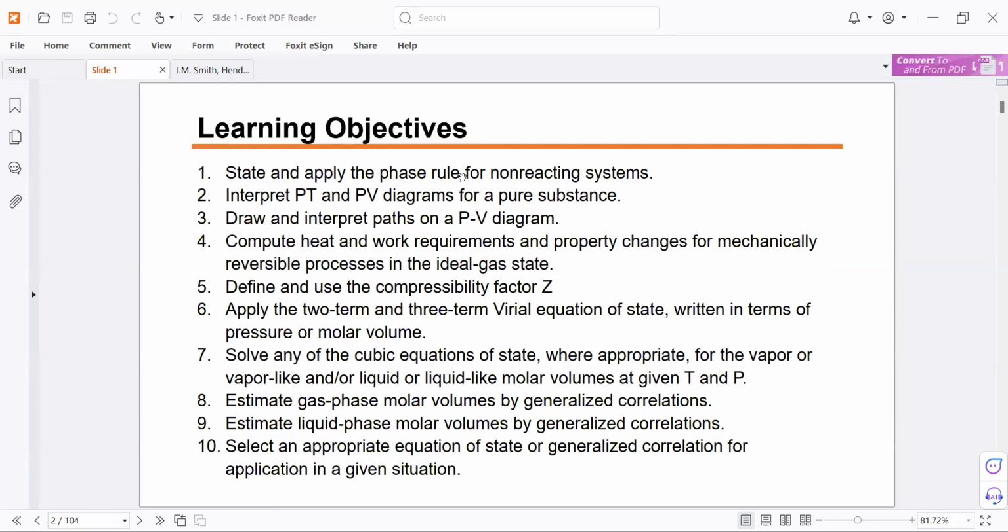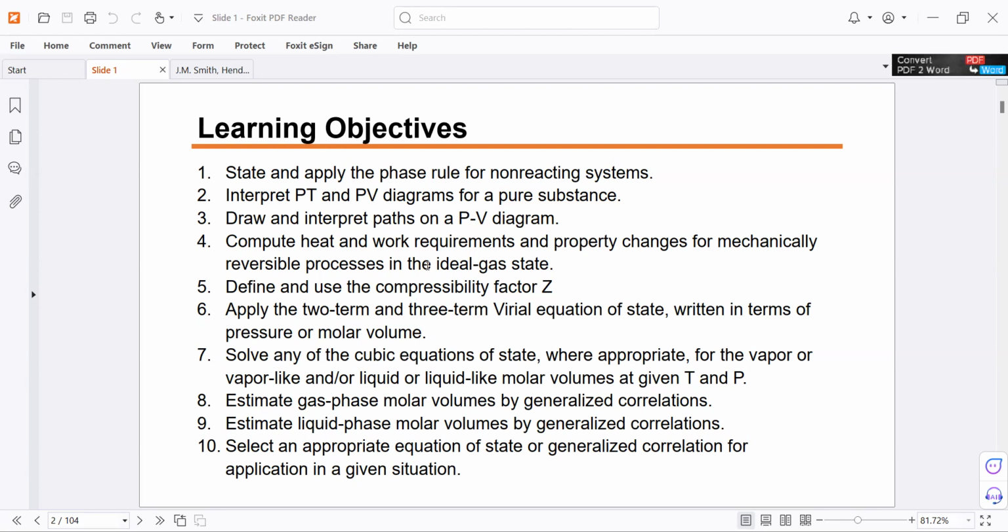Before we begin, let's go through the learning objectives. Number 1 is to state and apply the phase rule for non-reacting systems. Interpret the PT and PV diagrams, so that's pressure, temperature, pressure, volume, diagrams for a pure substance. Draw and interpret the paths on a PV diagram. Compute heat and work requirements and property changes for mechanically reversible processes in the ideal gas state.